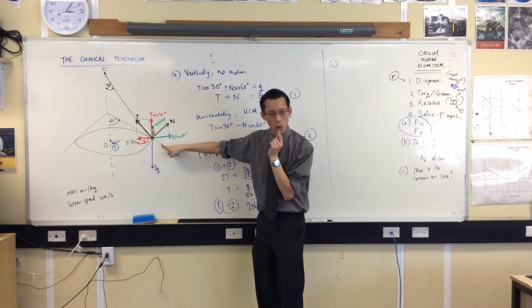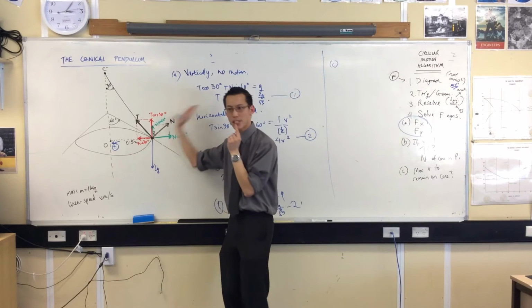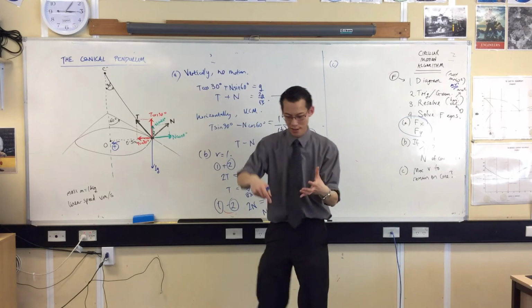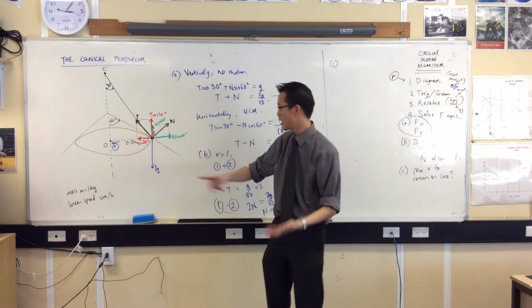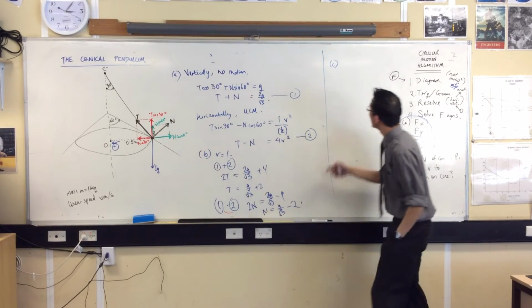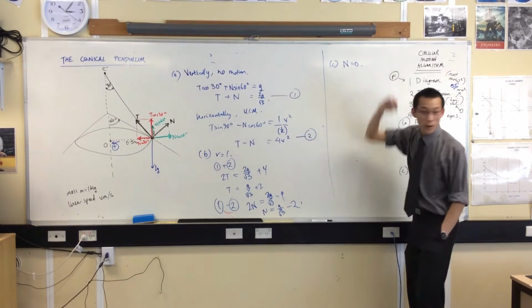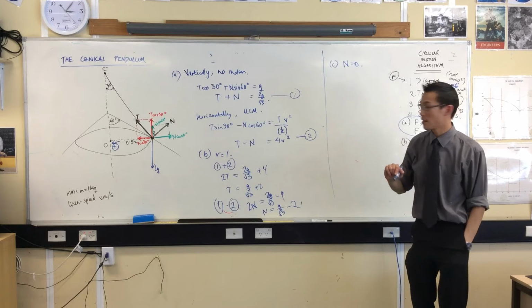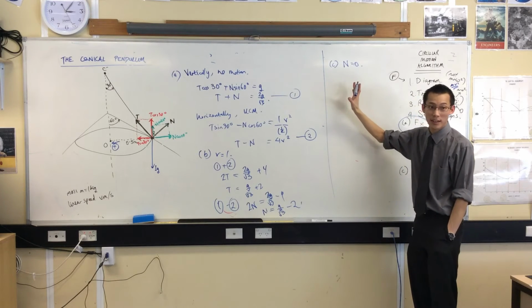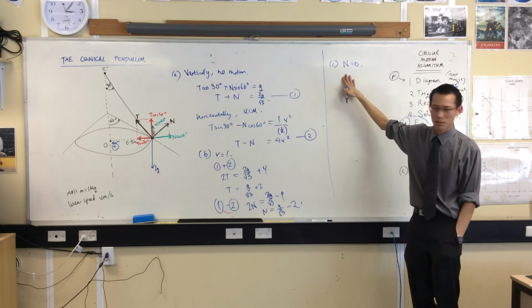It's when the normal force is no longer exerting any force out. Like the cone, it stops touching the cone. So therefore, N should be 0. So if I want to solve for N equals 0, that's what I'm trying to find. At that point, it stops.